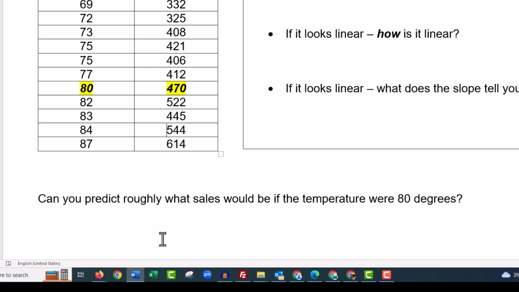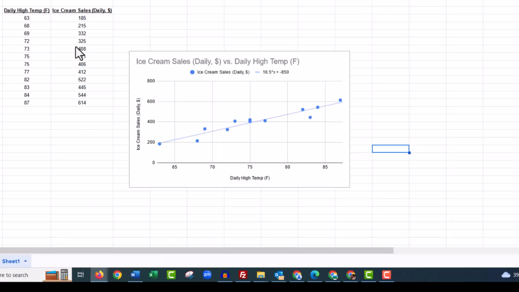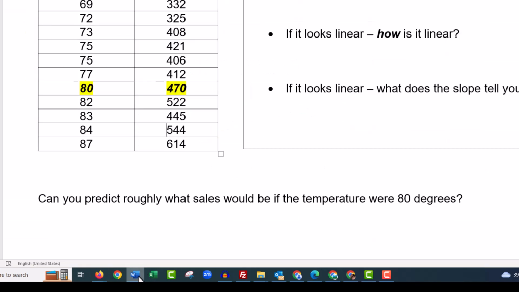I would add it to the scatter plot itself, but if I do that, it's actually going to change the line because this line is based on the points that I put in this chart. So if I add that point to the chart, it'll change the line. I don't want to do that. So, okay, back to the notes.